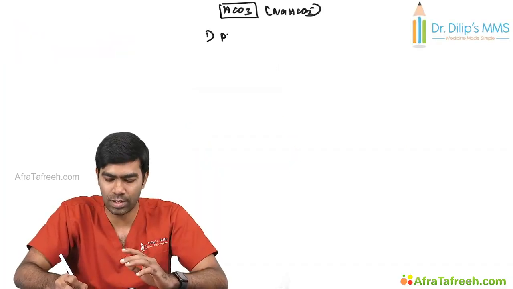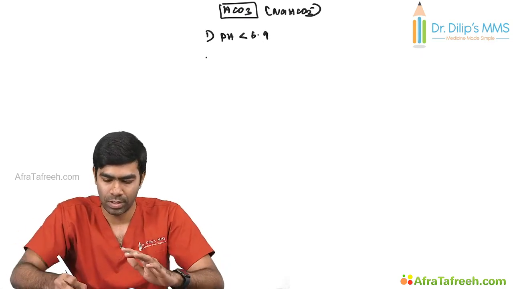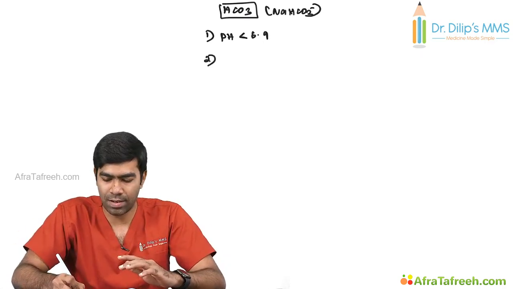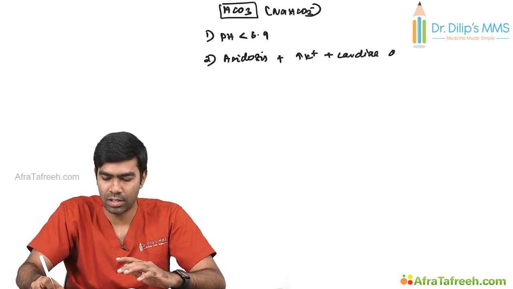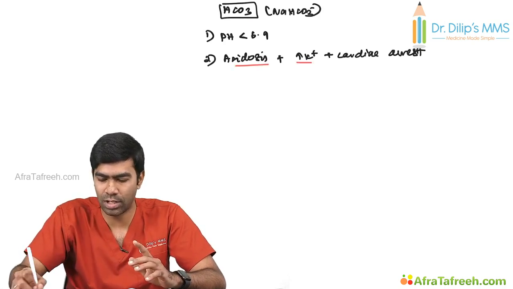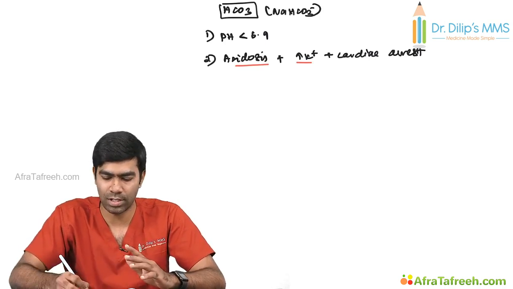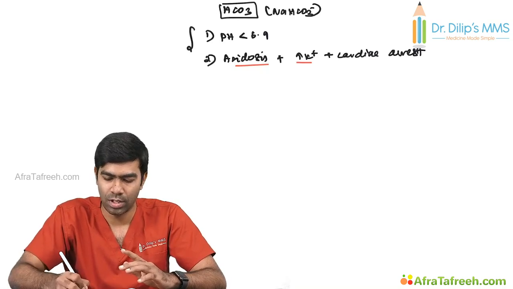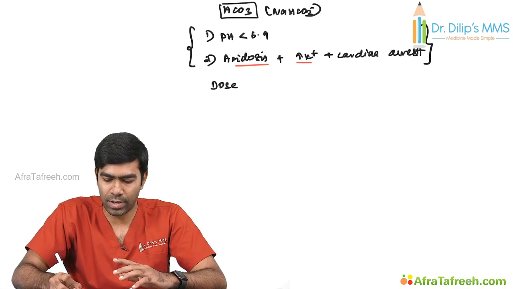Only two indications. One is pH less than 6.9; more than 6.9, a big no. Second, if the patient is having acidosis along with hyperkalemia, along with cardiac arrest. In this condition, you can use soda bicarbonate. That is to combat the acidosis and hyperkalemia and cardiac arrest, not for the purpose of DKA itself. So these are the only two indications for giving soda bicarbonate. Otherwise, no.